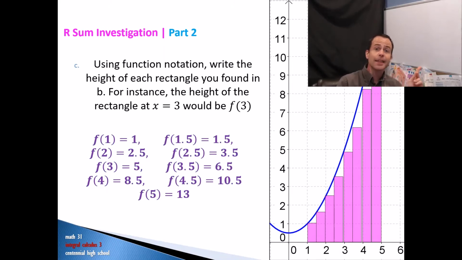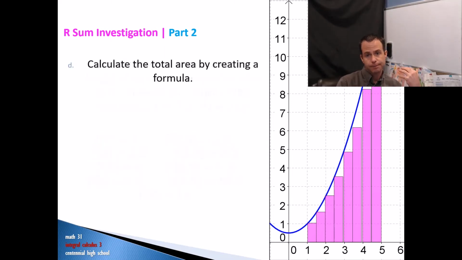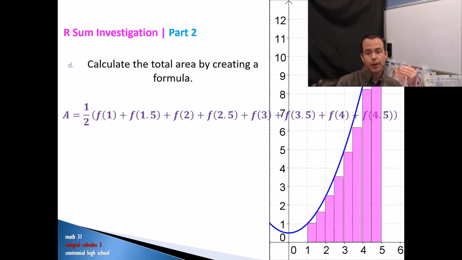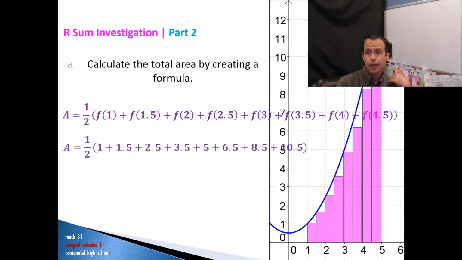But again, they all have 1/2, so I can actually factor the 1/2 to the front. So I've got 1/2 times f of 1 plus f of 1.5 plus f of 2, and so on. I plug in what all those values were, and then I just do the math. That ends up with 19.5. So in my first estimation, I had 17 units squared. In my second estimation, I have 19.5 units squared.